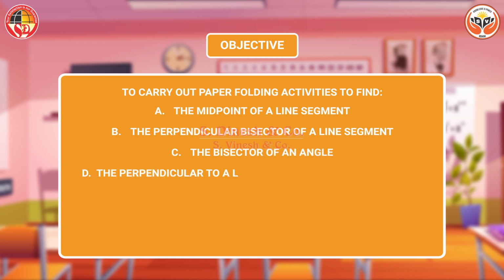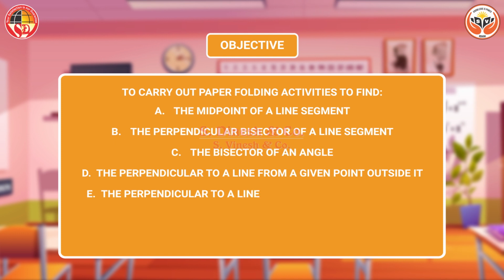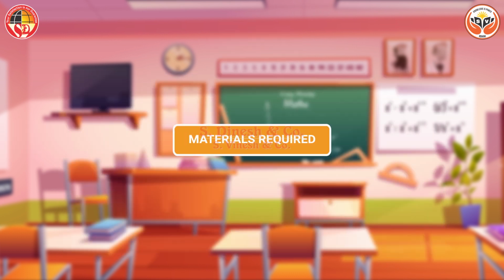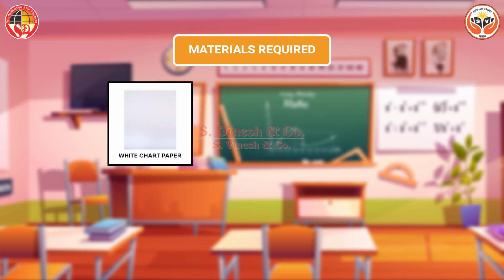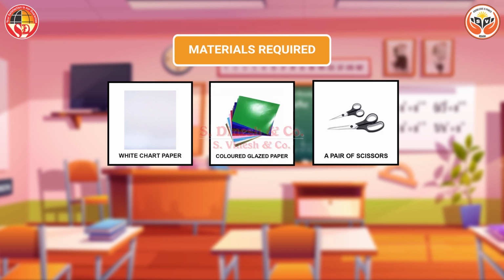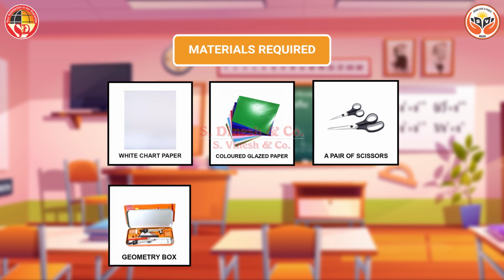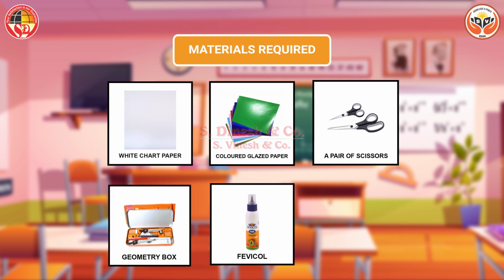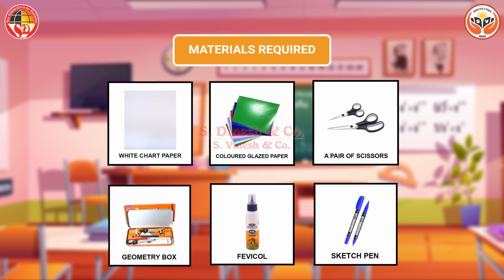D. the perpendicular to a line from a given point outside it, E. the perpendicular to a line at a point given on the line, F. the median of a triangle. Materials required: white chart paper, colored glazed paper, a pair of scissors, geometry box, Fevicol, sketch pen.